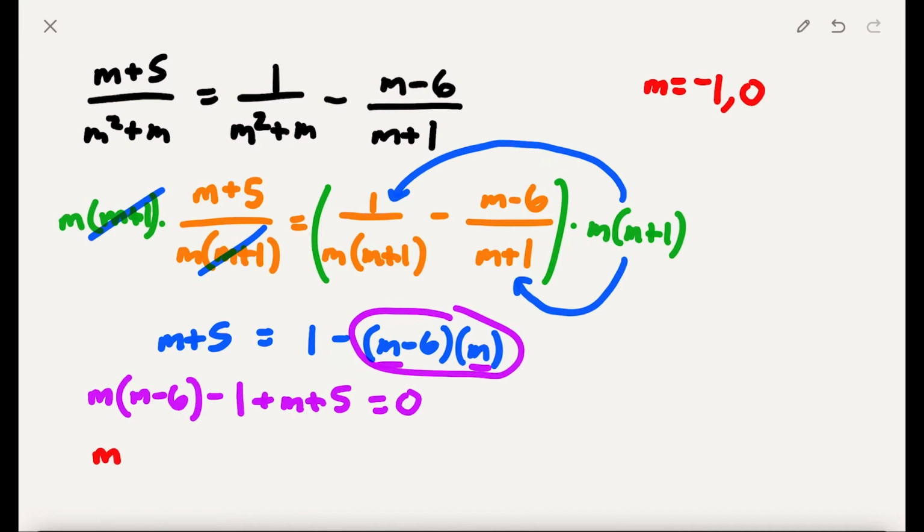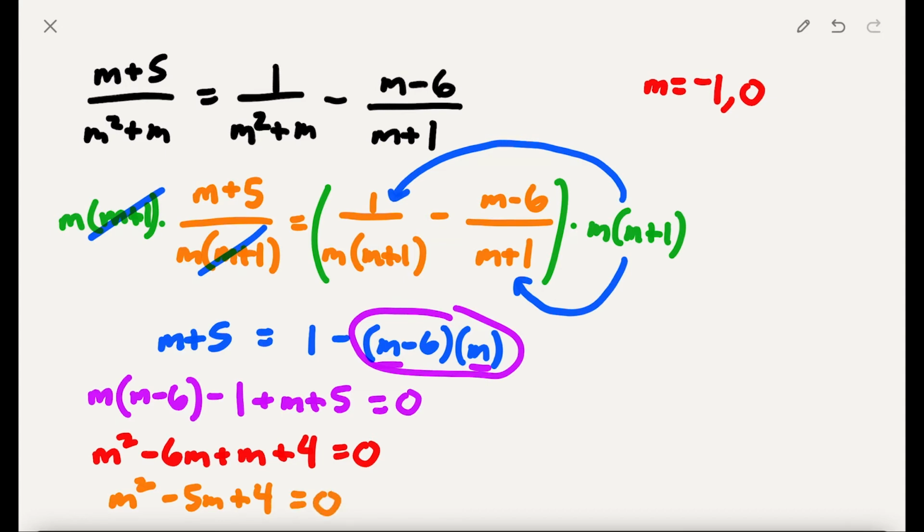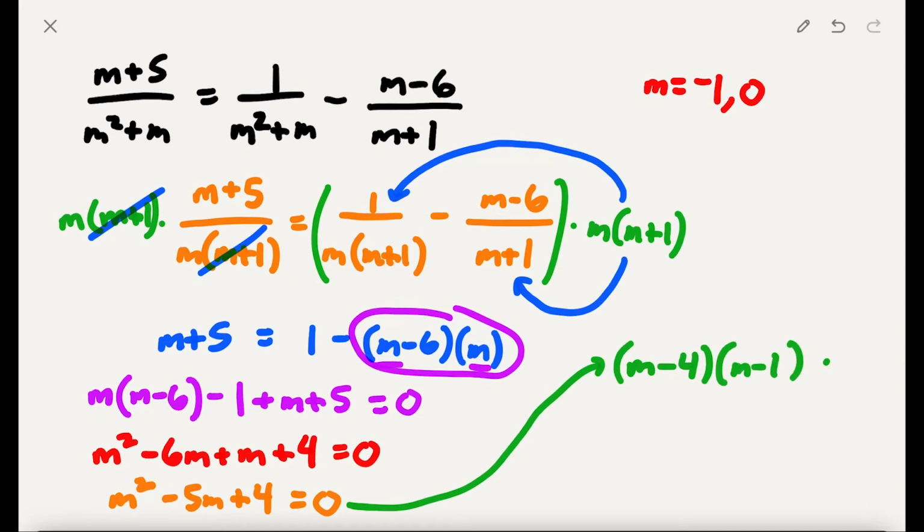Then I'm going to expand this out really quick. So you get m squared minus 6m plus m plus 4 is equal to 0. So you can rewrite this to be m squared minus 5m plus 4 is equal to 0. From here we can factor this. You should get m minus 4 and m minus 1 set equal to 0. So your two solutions would be m equals 4 and m equals 1. And neither of those are possible excluded values, so those are going to be the solutions for this one.